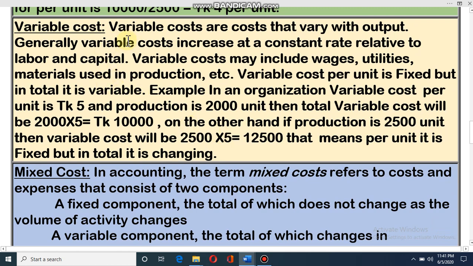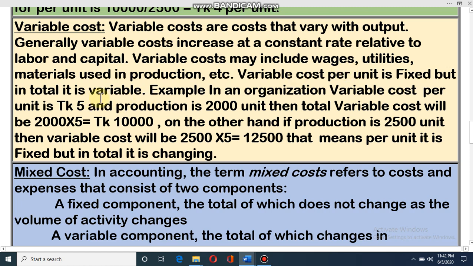Variable costs are costs that vary with output. That means for every unit, variable cost increases or decreases, changing. Generally, variable cost increases at a constant rate relative to labor and capital. Variable cost may include wages, utilities, material used in production, etc. Variable cost per unit is fixed, but in total it is variable.